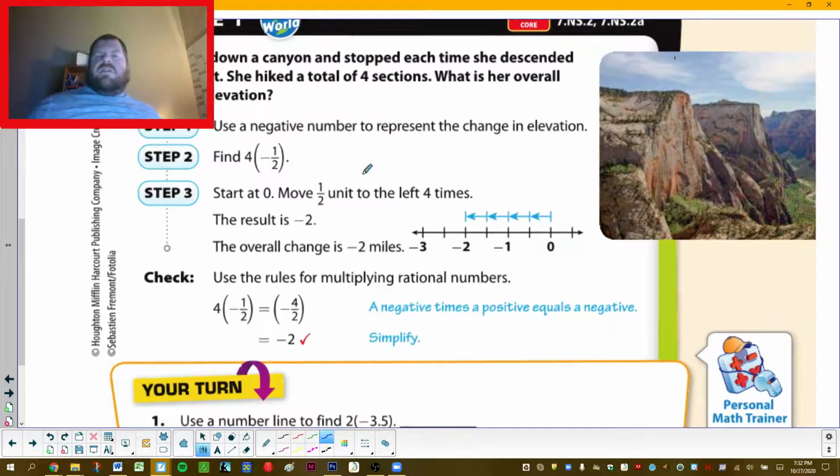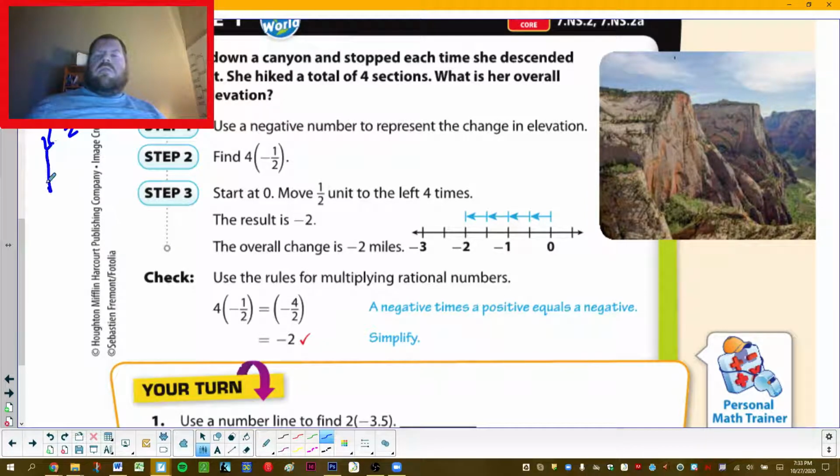Okay. In this first completed example, they talk about Gina, who hiked down a canyon and stopped each time she descended half a mile to rest, and she hiked 4 total sections. What is her overall change in elevation? She's obviously probably not hiking straight down, but just looking at her elevation, she's starting at some height and moving down. Her elevation changes half a mile, and she takes a rest, and she does that 4 times.